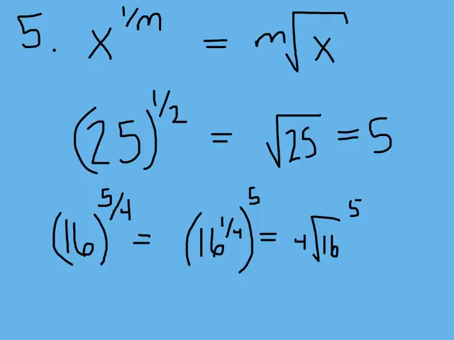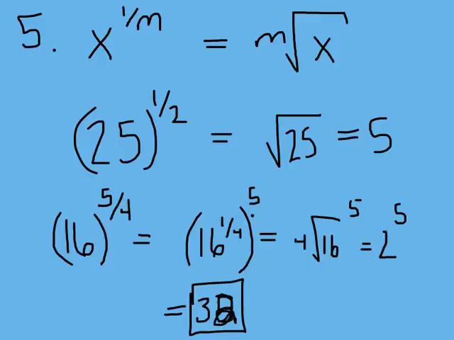So the 4th root of 16 is 2. So that ends up being 2, and then 2 to the 5th power. So 2 to the 5th power would equal 32. So whenever you do have a fraction as a power, go 1 over the denominator first and take that root, and then do the numerator at the end. Oops, I wrote 35. That's a 32. Okay, so the 32.